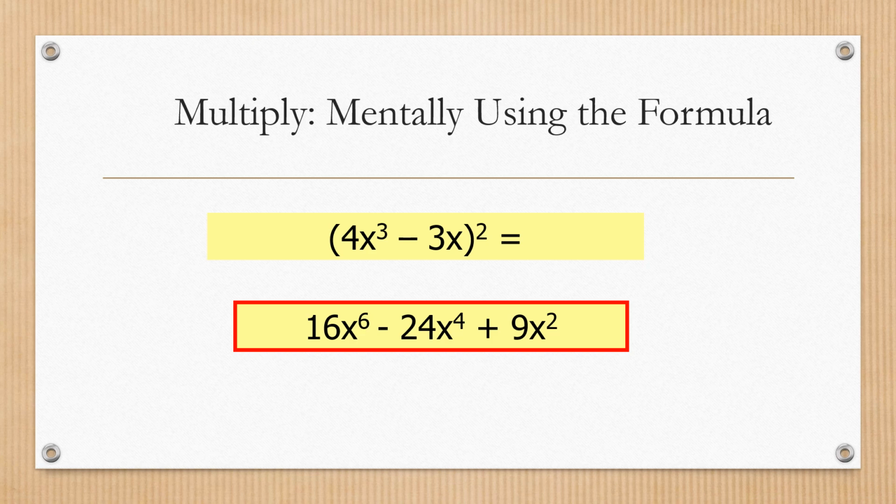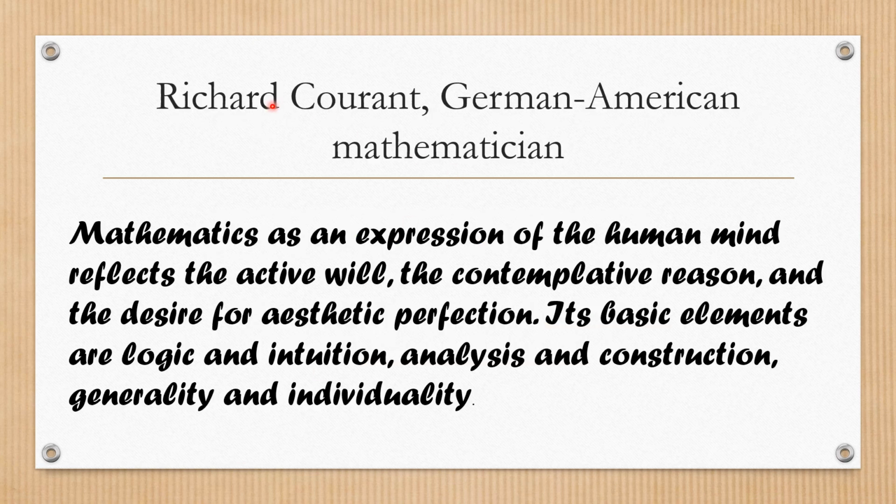This is a saying from Richard Courant, German American mathematician. Mathematics is an expression of the human mind, reflects the active will, the contemplative reason, and the desire for aesthetic perfection. Its basic elements are logic and intuition, analysis and construction, generality and individuality.